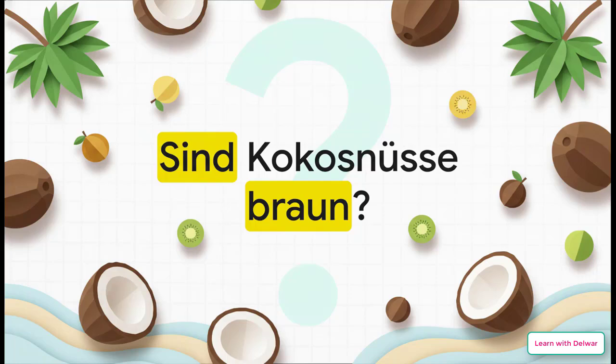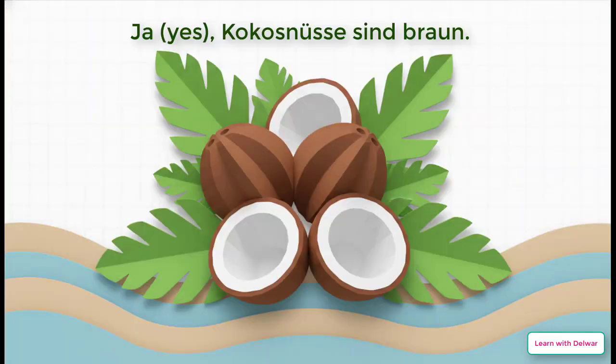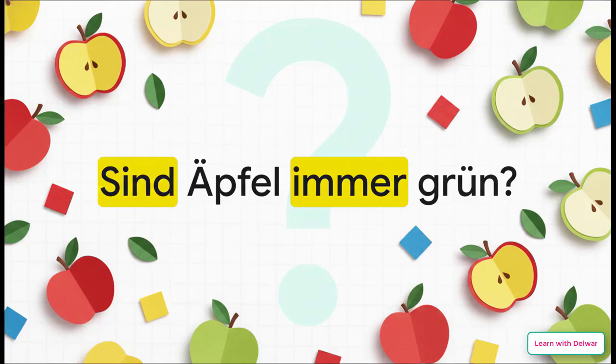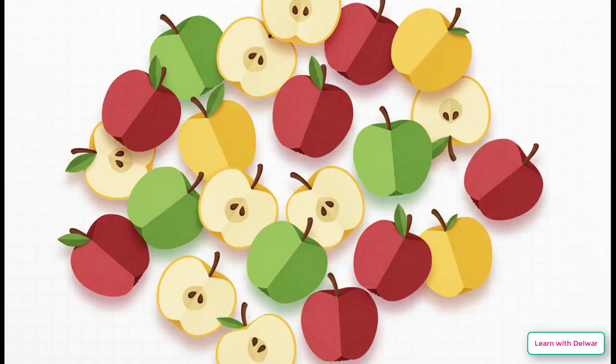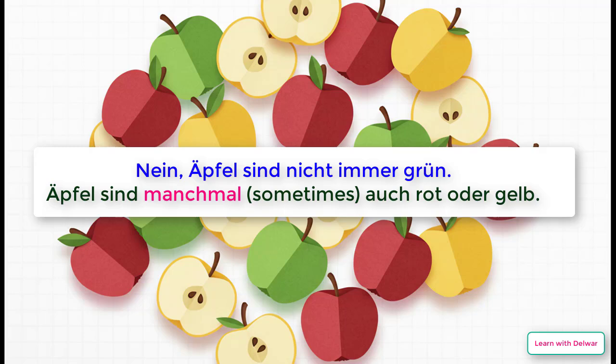Okay, next one. Sind Kokosnüsse braun? Yes, ja. The full sentence is, Ja, Kokosnüsse sind braun. Perfect. Okay, last practice question. And I'm going to warn you, this one's a little trickier. See that new word in there, immer? That means always. So listen close. Sind Äpfel immer grün? Are apples always green? Nope, they're not. So you'd say, Nein, Äpfel sind nicht immer grün.